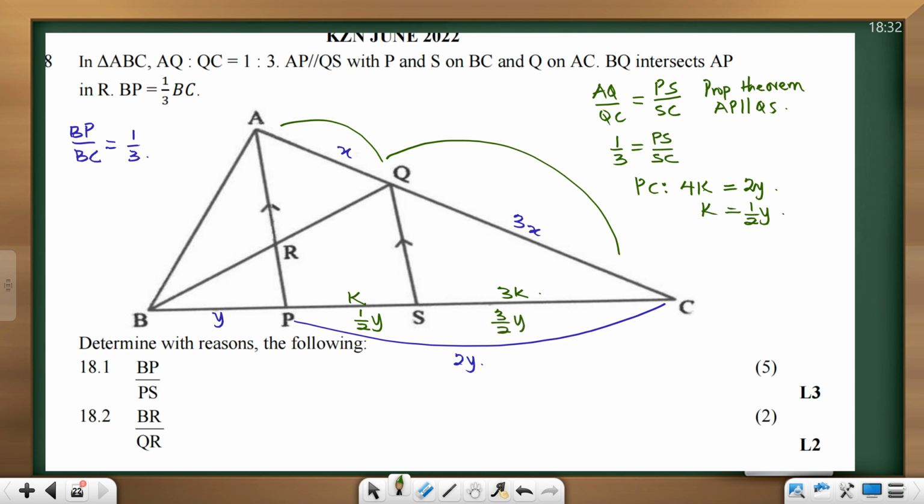And it makes sense. If you add half and 3 over 2, you actually get 2. Because 1 over 2 plus 3 over 2 will give you 4 over 2. 4 over 2 is what? 2. Do you see that? The whole question is now done. So what is my BP over PS? So this is part of your answers, guys. That's why it's 5 marks. BP over what? PS. What is our BP? 1y. What is our PS? 1 over 2y.